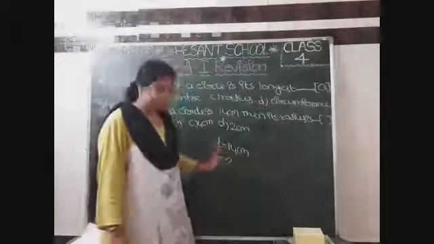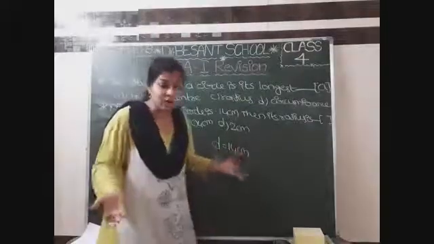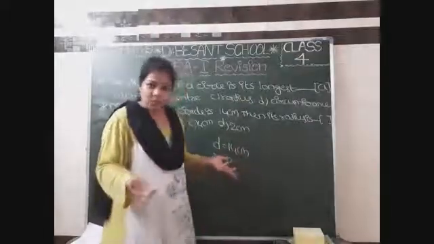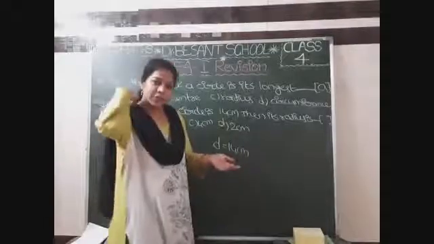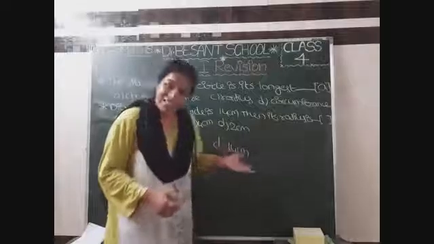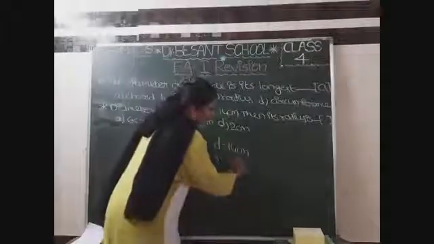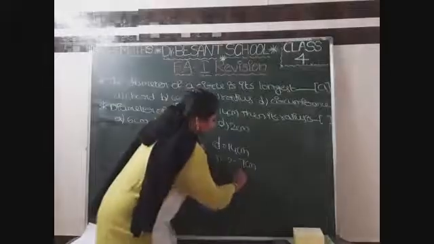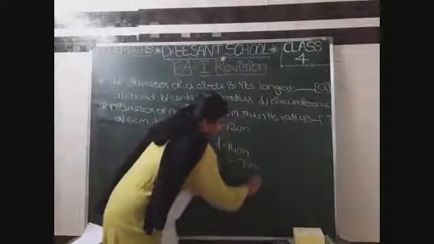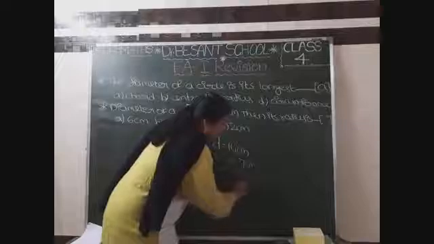Radius is half of the diameter. What is the diameter value here? 14 centimeters. What is half of 14, children? Division by 2. Check the 2 table. How many 2s are 14? 7. Half of 14 is 7 centimeters. You can write 14 centimeters divided by 2. You should write like this also.